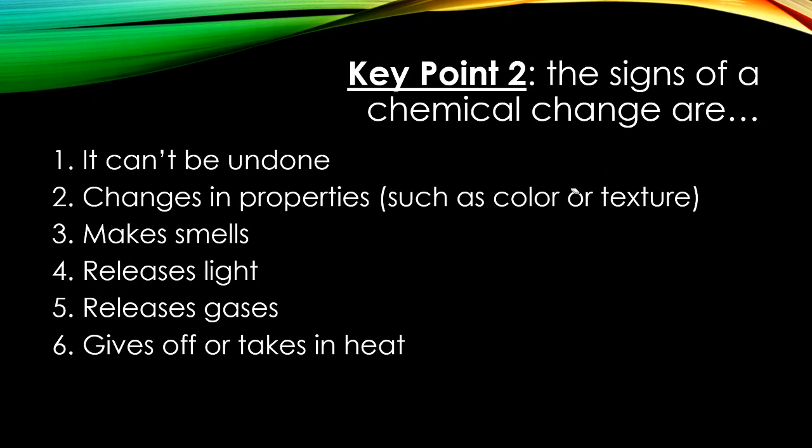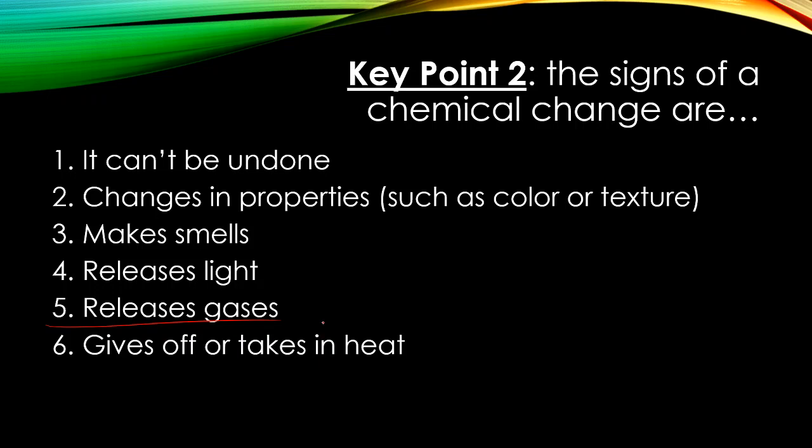We're going to go through each of these 6 signs of a chemical change, but we have all 6 of them listed right here, so write them down. Number 1, if the change that's occurred can't be undone, then it's probably a chemical change. Number 2, you can look for changes in properties, such as color or texture, and if something has changed its color or its texture, you've probably had a chemical change. Number 3, if it makes smells, then you're likely to have had a chemical change, like baking a cake or burning a match. Number 4, if it releases light, like burning a match creates light that you can use to light up a room, then that's probably a chemical change.